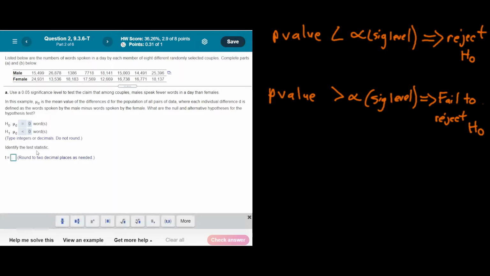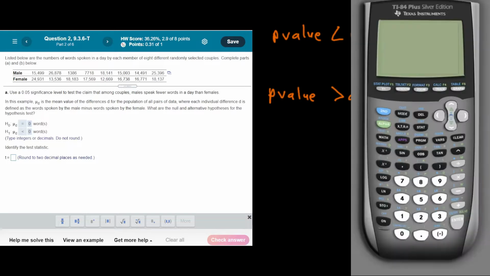And now the fun part, the test statistic stuff. So let's go ahead and put on the TI-84. Oh, and don't forget, whenever we get our hands on the p-value, when it's less than your sig level, you reject the null. When the p-value is greater than the sig level, you fail to reject the null. So let's just keep that in mind. Let's turn on this calculator.